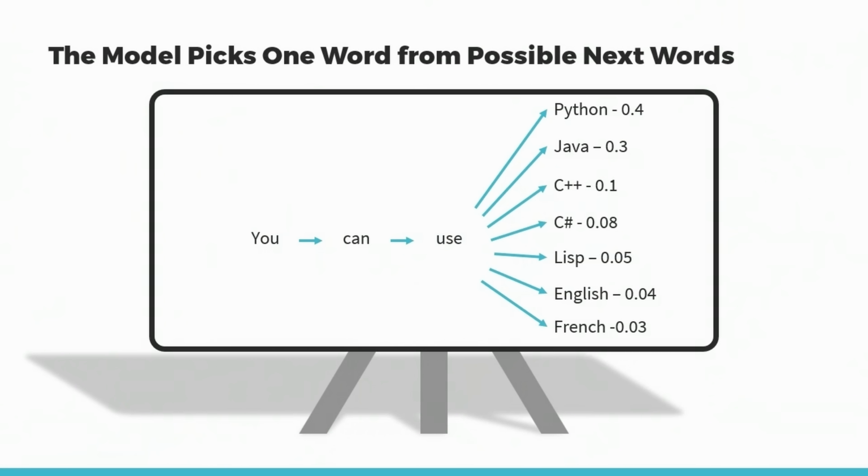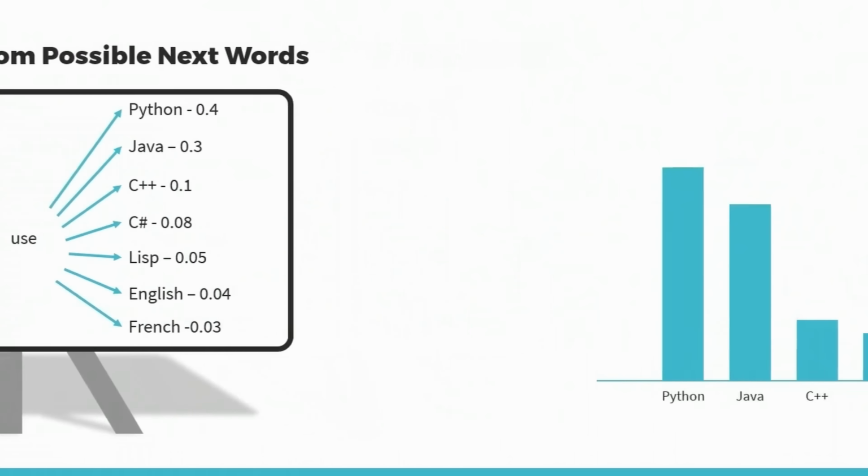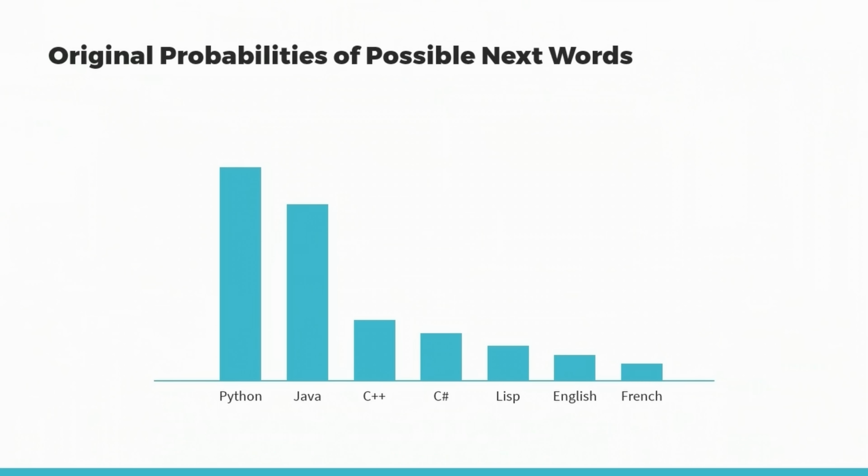Let's understand the role of this temperature parameter by going back to how text is generated using LLMs. At every step, the model has a number of words that it can choose from. Each word is assigned a probability, and the model picks one word from this probable set of words. Let's visualize this. I'm going to map out the original probabilities of the possible next words that the model could choose from. So Python at 0.4 has the highest bar, French at 3% or 0.03 has the lowest bar.